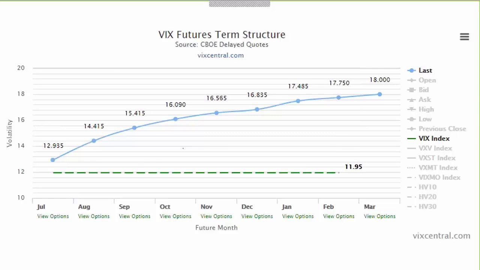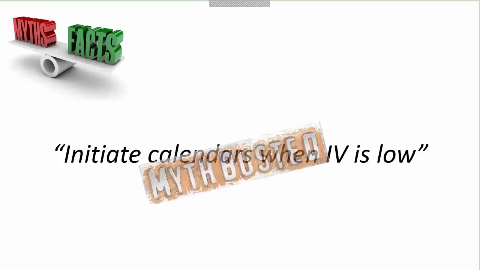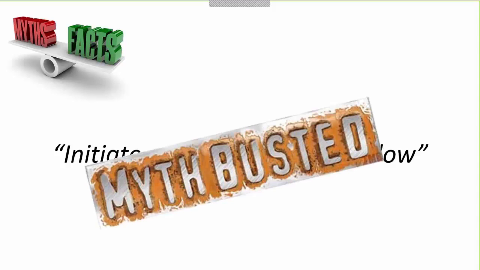Hopefully that helps. So, my favorite myth: initiate calendars when IV is low. Busted. Again, to recap, high IV basically means lower gamma, a much bigger distribution between our break-even and where we are, and the ability to play the term structure itself, right? So you've got pretty good edge with those three things combined.